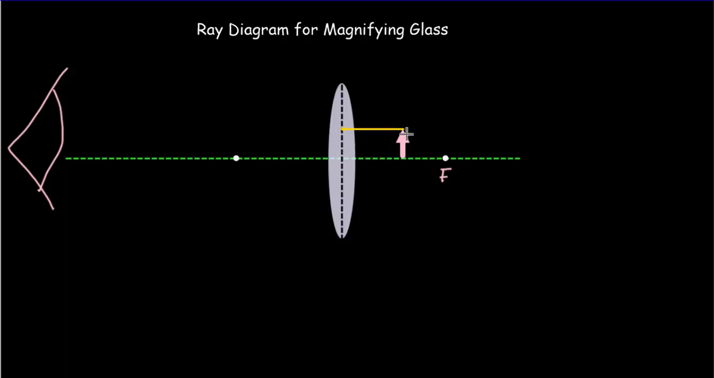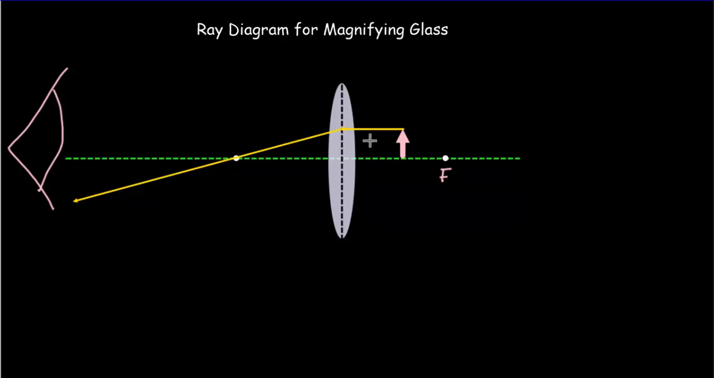So if a ray comes parallel to the principal axis, it's supposed to go through the focal point. And remember, there's a focal point on each side of the lens. Notice that this ray is coming towards the principal axis. So this is a converging lens. It causes that ray to converge towards the principal axis.